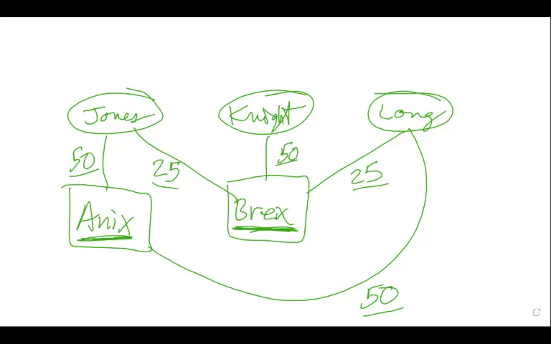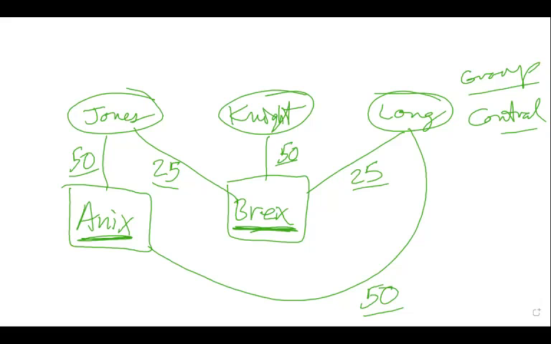Now, we certainly do have control groups. We have groups like Mr. Jones and Mr. Knight and Mr. Long. They are all in a group because they all own shares of this company, Brex. Any combination of these people would also be a control group. But there's no relation here, and there's no relation to people between the companies.